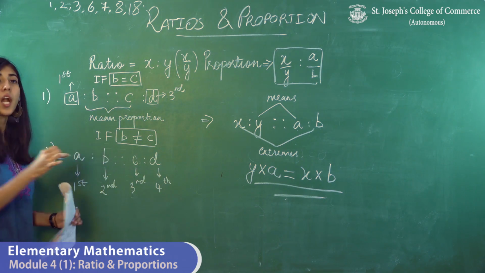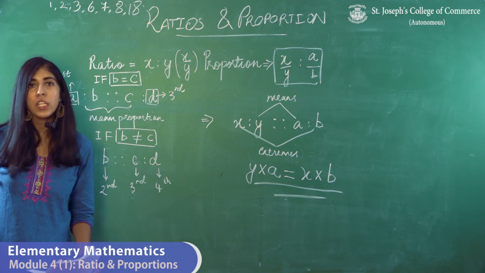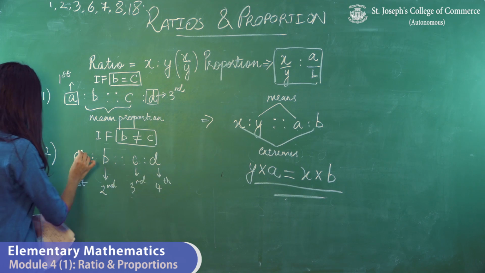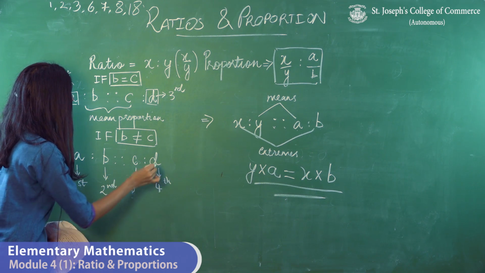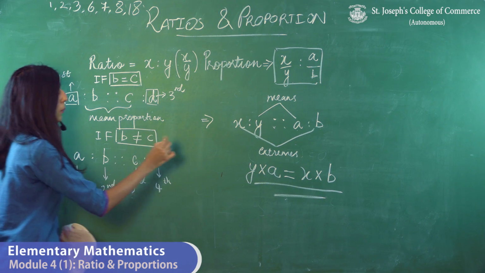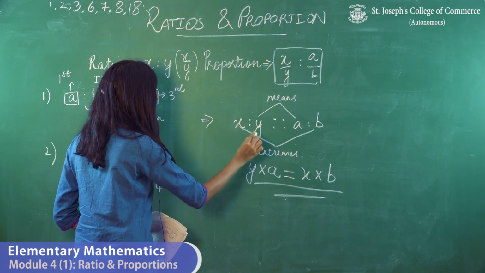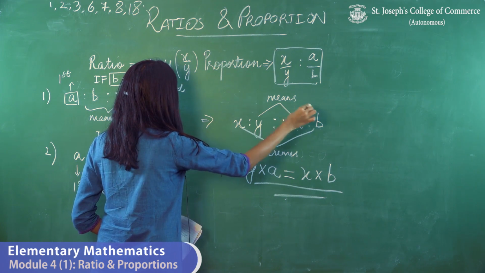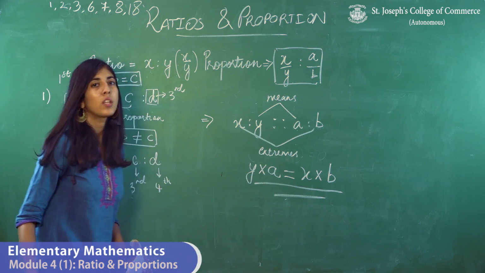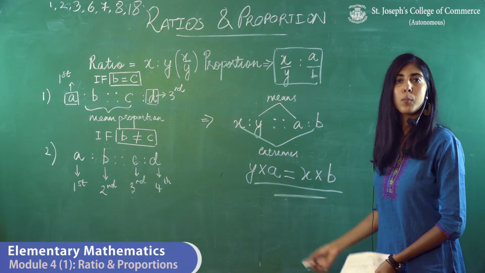If b and c are different terms, that means they are not equal, you write it as a is the first proportion, b is the second, c is the third, and d is the fourth. In the same way, if y and a are not equal, x is the first, y is the second proportion, a is the third proportion, and b is the fourth proportion. These are the basics of ratio and proportion.